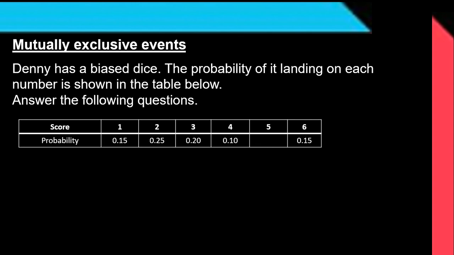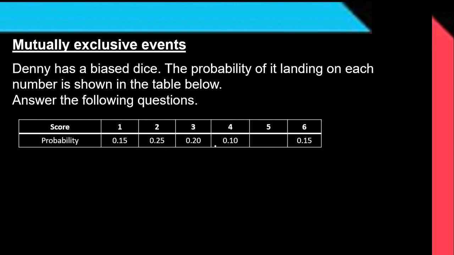Okay, so what we're going to look at now is how we can take this information and put it in a table. So we have Denny, who has a biased dice. The probability of it landing on each number is shown in the table below. So we have 1 to 6, that's the score he can get, and the probability at the bottom. And we notice that there's a missing number.